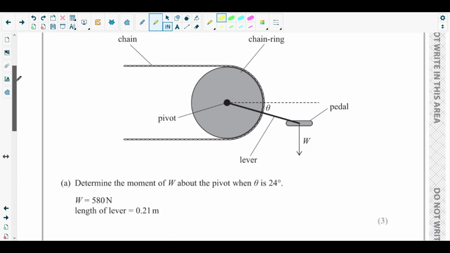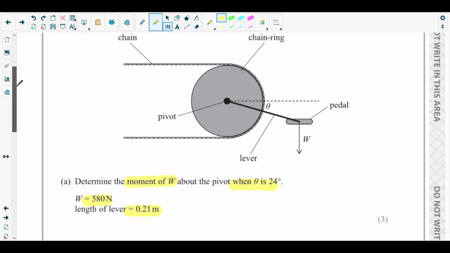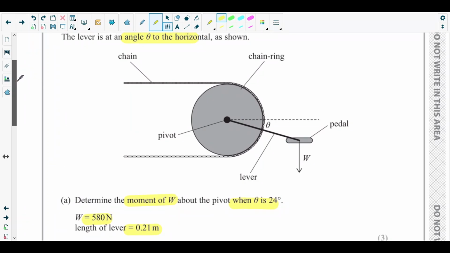So part A here, it's asking to determine the moment of W about the pivot when theta is 24 degree. W is what? The force that you are providing on the pedal. This is 580 Newton. The length of lever, it is what? 0.21 meter. Okay. So we need to find out the moment, right?